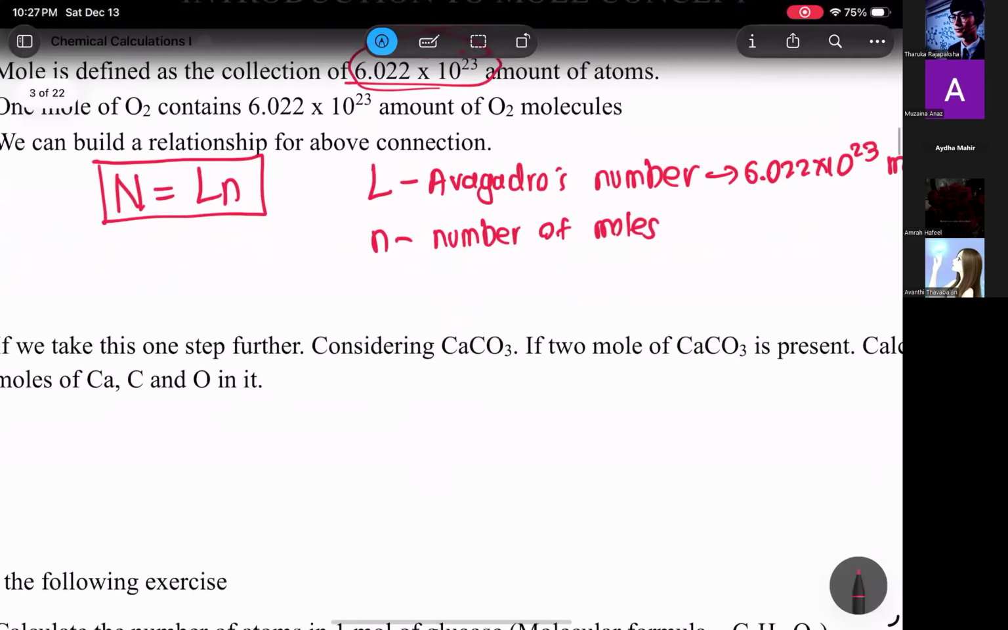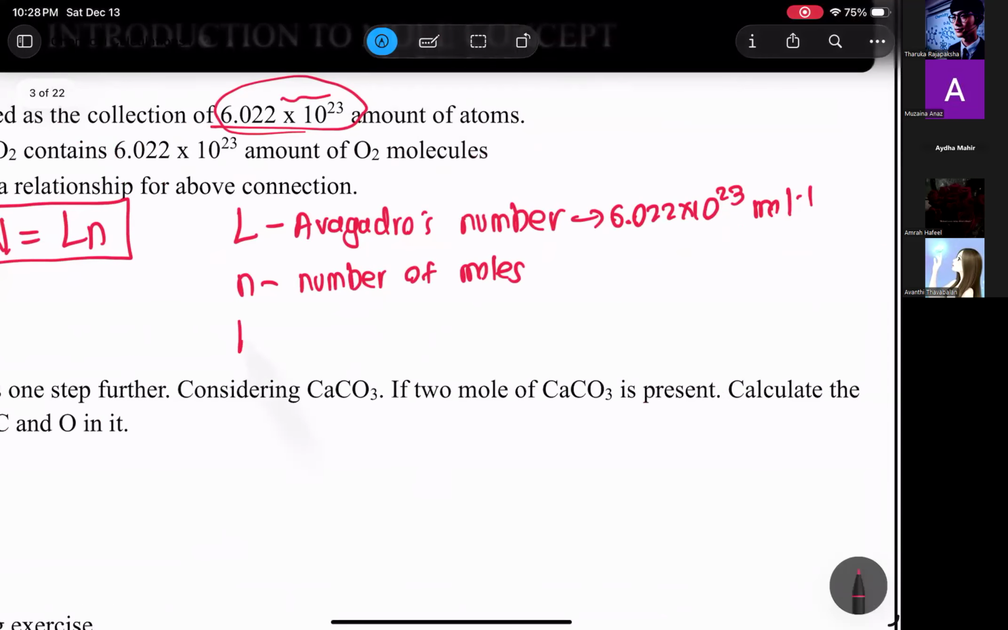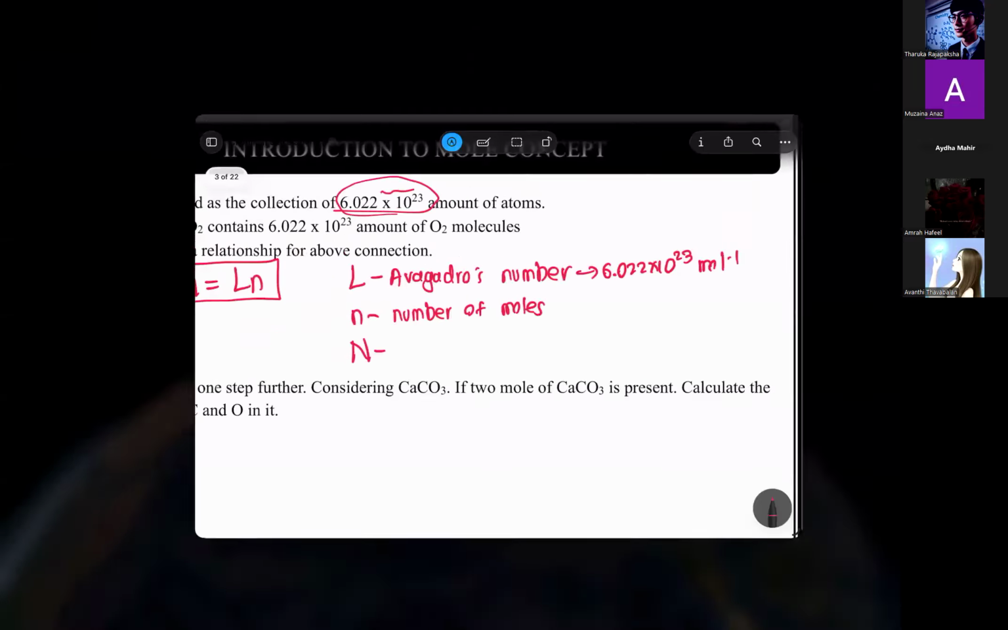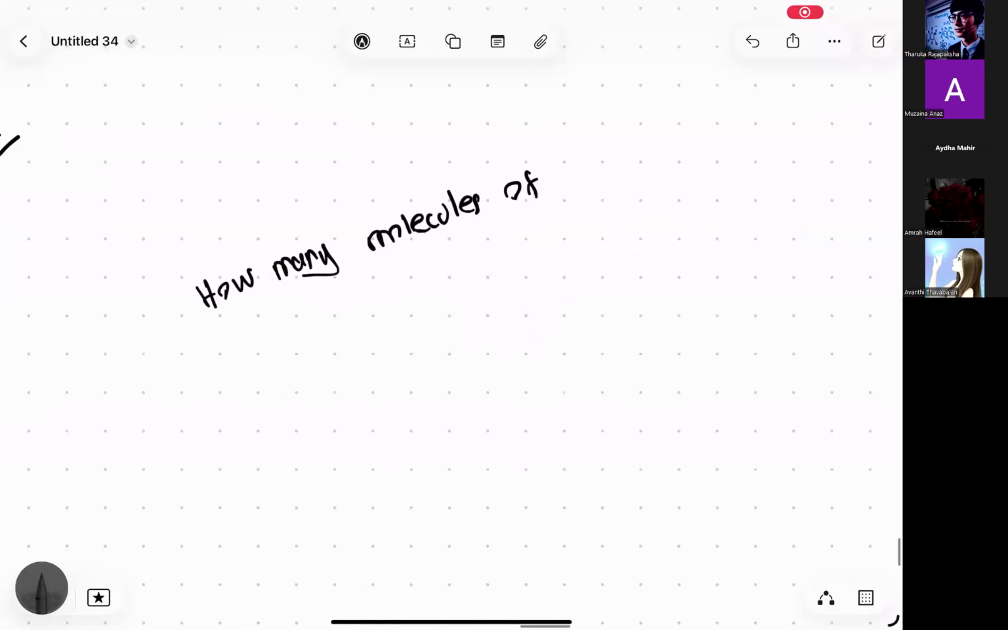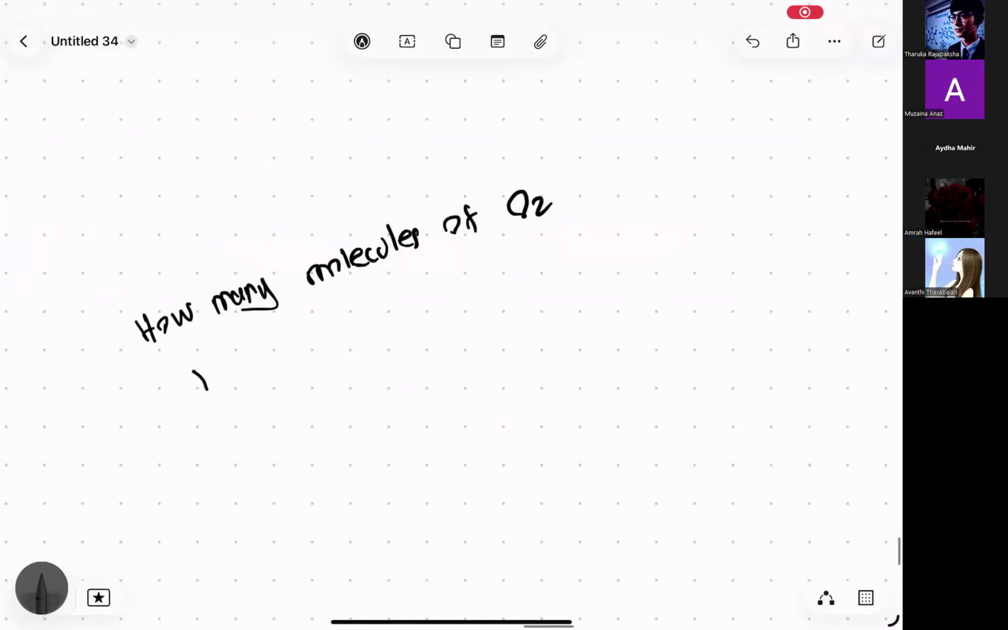And capital N is going to be whatever total amount. For example, if I tell you how many molecules of O2 there are in 5 moles of O2. Again, how many molecules of O2 are there in 5 moles of O2?